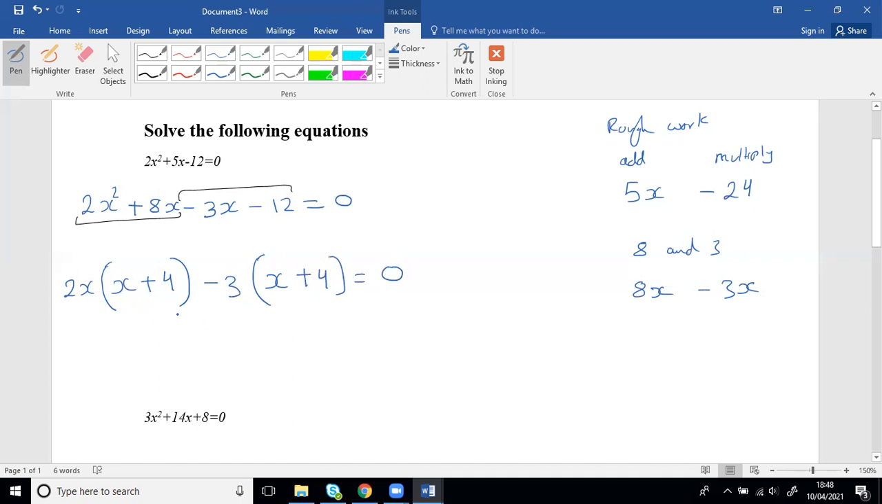Now, can you see that in both cases I've got the same expression inside the bracket. So what I've got to do now, I need to factorize this even further. So these are a common factor. So I'll just write down x plus 4, to get rid of these two common brackets. And then I'm going to have another bracket. And then I'll write down whatever I'm left with: 2x minus 3 equal to 0. And this will be my final answer. Here you go.